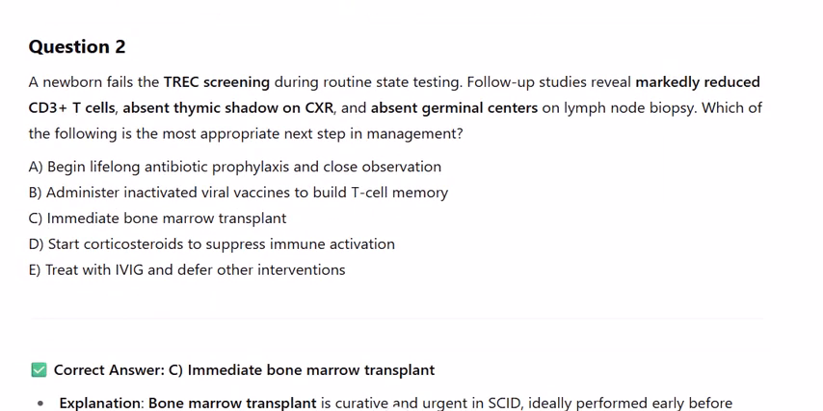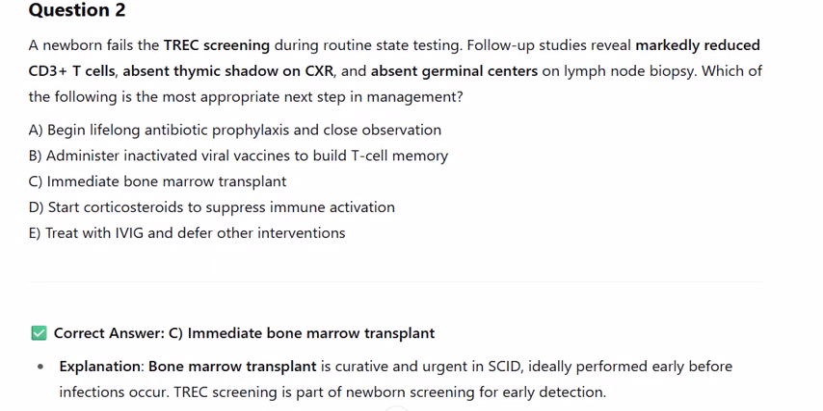Question 2. A newborn fails the TREC screening during routine state testing. Follow-up studies reveal markedly reduced CD3 plus T cells, absent thymic shadow on CXR, and absent germinal centers on lymph node biopsy. Which of the following is the most appropriate next step in management?